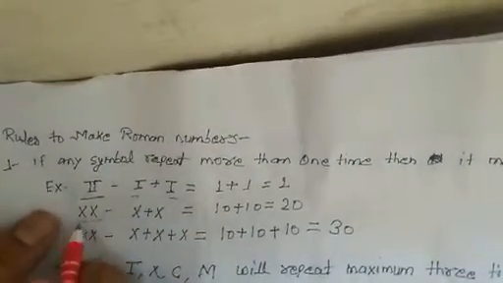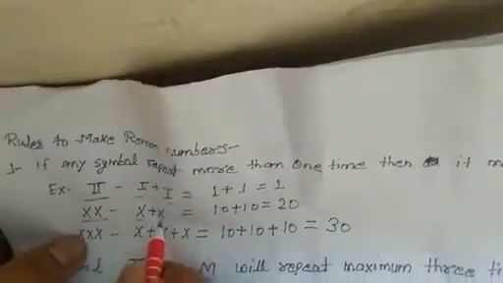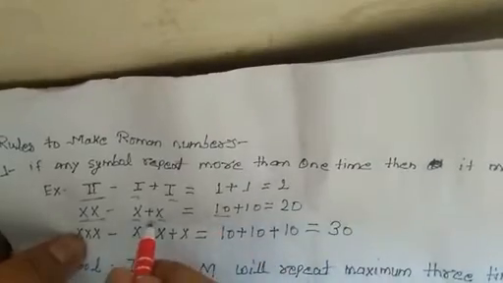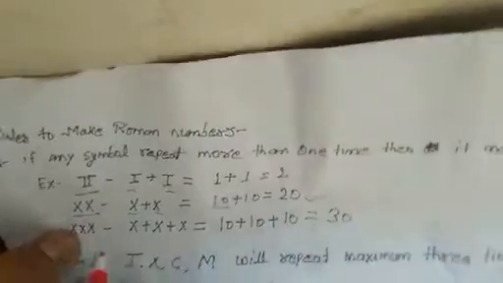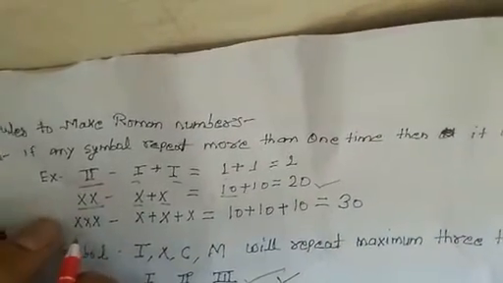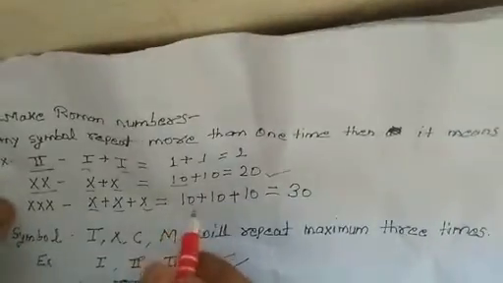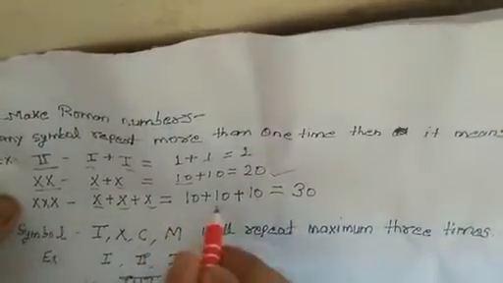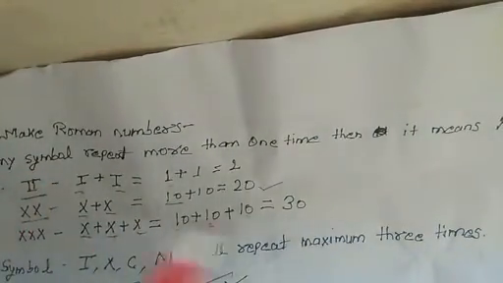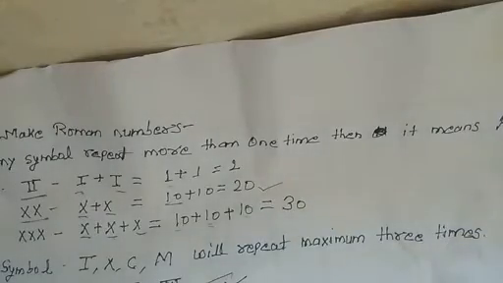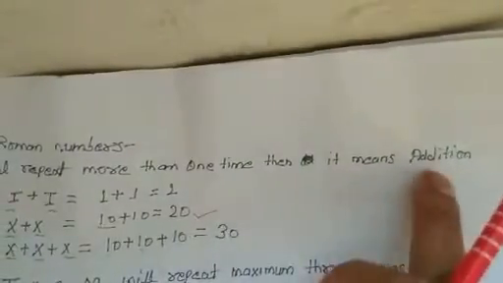And the Roman number of 20 is double X. At first we write it in the expanded form X plus X. X stands for 10, and plus X stands for 10. 10, 10, 20. Okay. Next, triple X. What is the Roman number of 30? So triple X. X plus X plus X, means 10 plus 10 plus 10. 10, 10, 20, 10, 30. Okay. Is that clear? It is clear that if any symbol repeats more than one time, then it will show the addition. Okay, the addition.